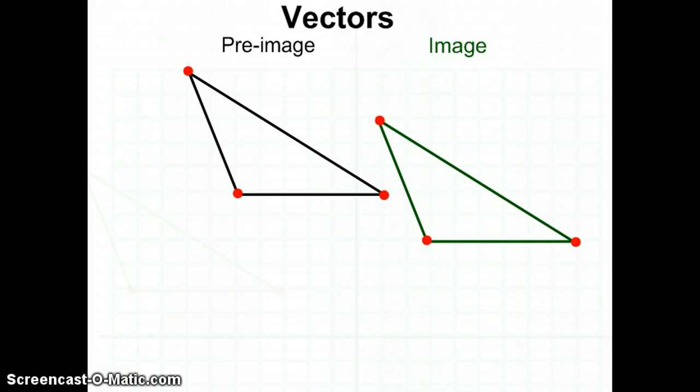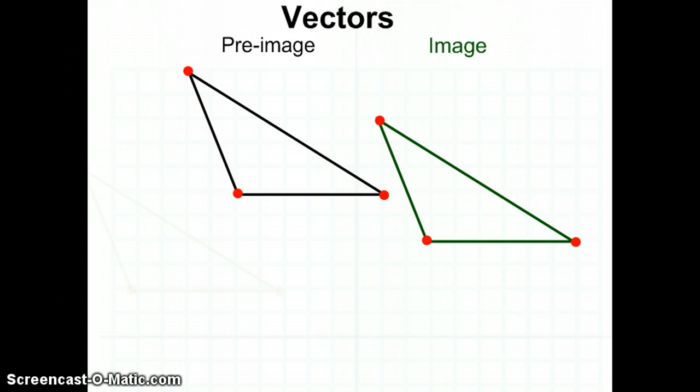Hello class, in this video we're going to talk about the concept of vectors. Now vectors may be a word that you never used before in your math class, but after today's video you will be able to use vectors in the math class.